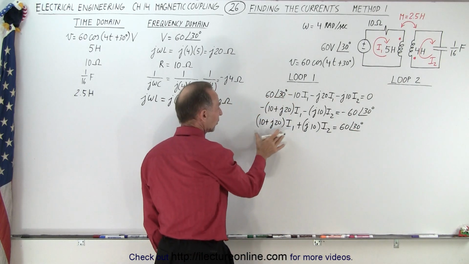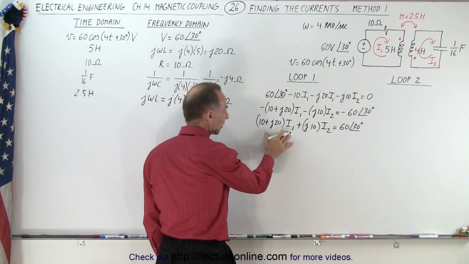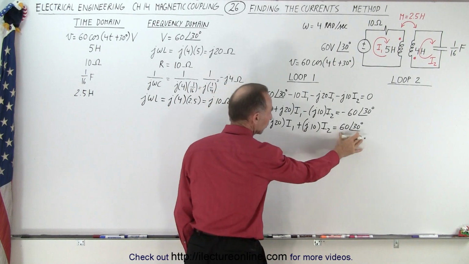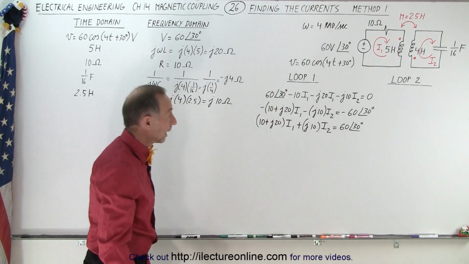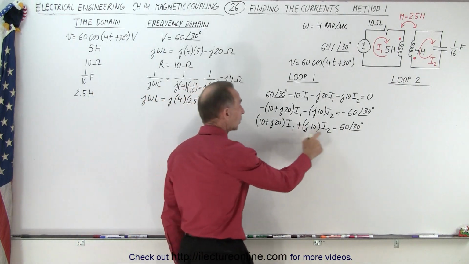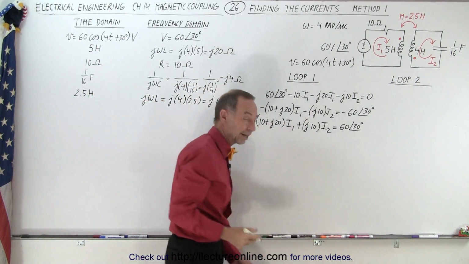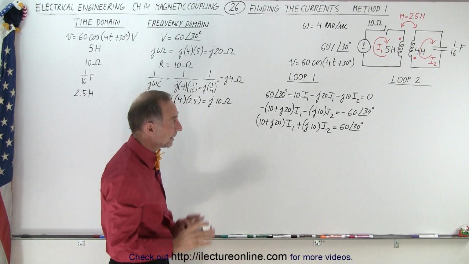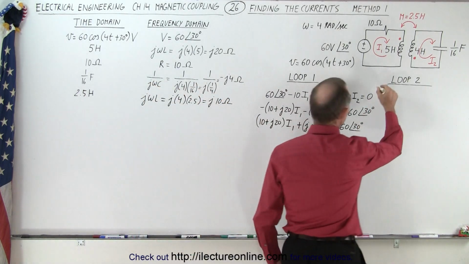So now notice that this is a constant times I1 plus a constant times I2 equals the voltage. That would be our loop 1 equation, and we have two unknowns, I1 and I2. So with this one equation, of course, I cannot solve for I1 or I2. I need a second equation, and that comes from loop 2.